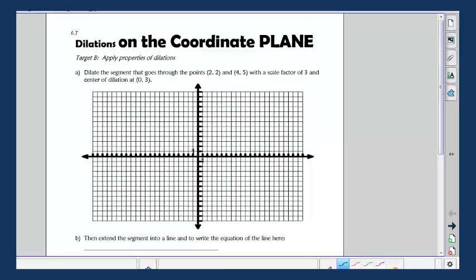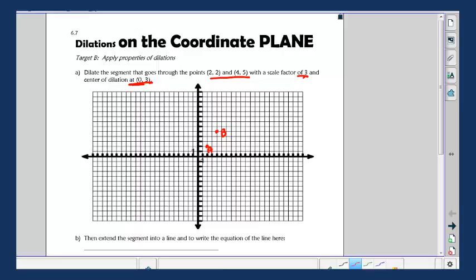It says dilate the segment that goes through points (2, 2) and (4, 5) with a scale factor of 3 and also a center of dilation of (0, 3). So I'm going to go ahead and plot the original points, (2, 2) and (4, 5). Just for ease of talking about the points later, I'm going to label them points A and B. You can do that too when you're doing these types of problems.